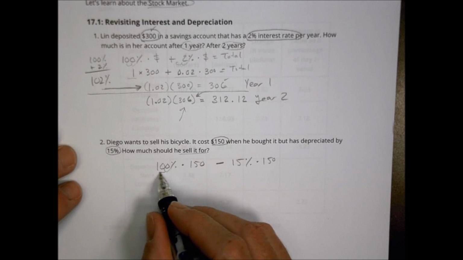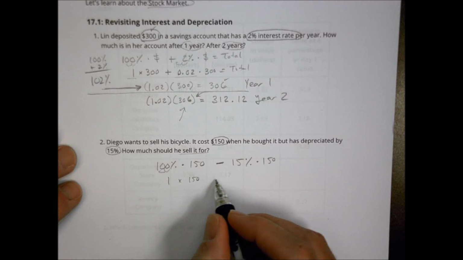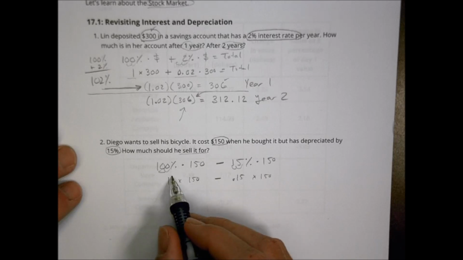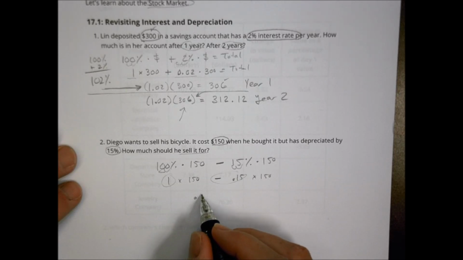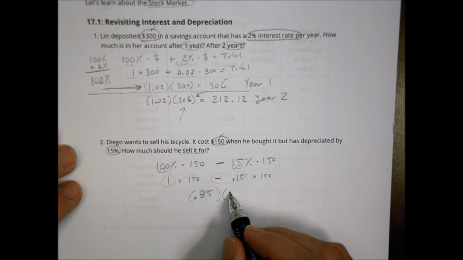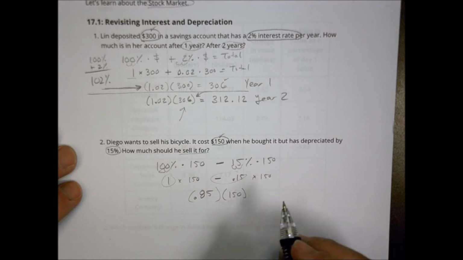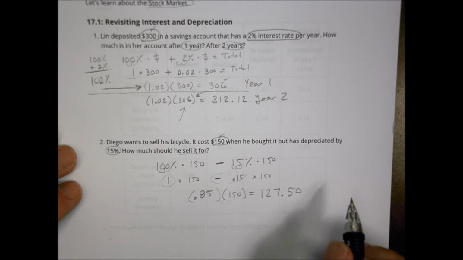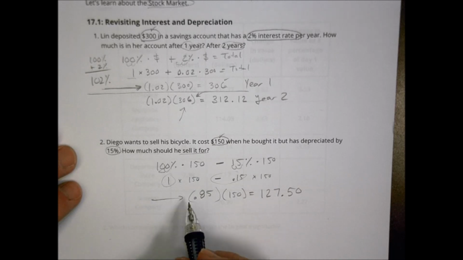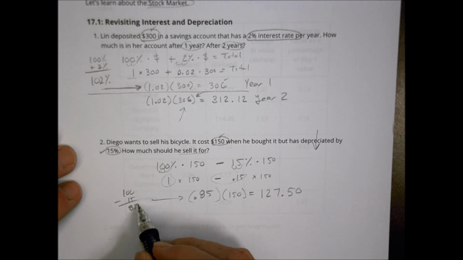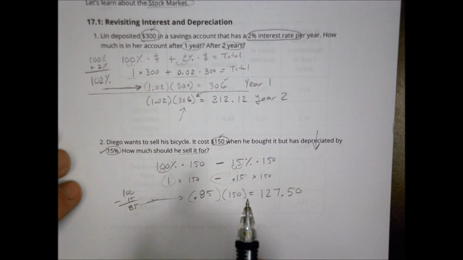And so when I write that as a decimal, we have 1 times 150 minus, move that over 2 places, 0.15 times 150. So 1 minus 0.15 is 0.85, and that's my 85%. And I'm multiplying that by the value of the bike when you first bought it, which was 150. So 0.85 times 150 is going to be equal to $127.50. So that's how we set it up. Could you get to that 0.85 a different way? Sure. Depreciated means going down 15%, so that's the same as 100 minus 15, which is 85, right? So that's where that came from.